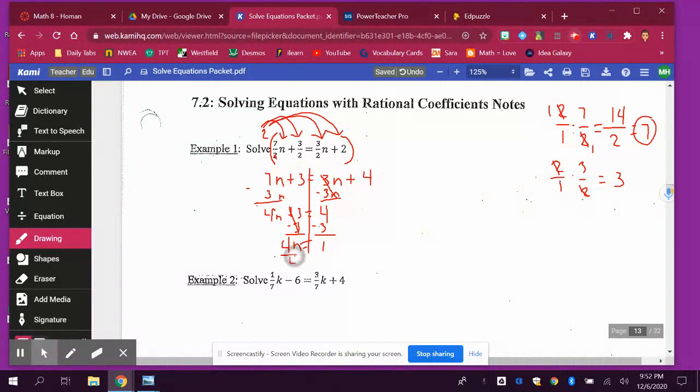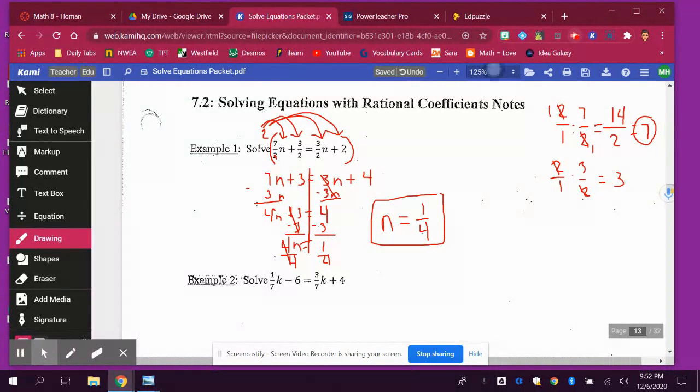I'm going to divide by 4. I get n equals, and notice I have 1 over 4. 1 over 4 is 1/4. So I'm just going to keep that as a fraction just like it is.